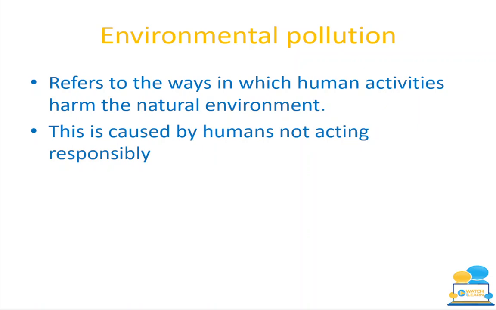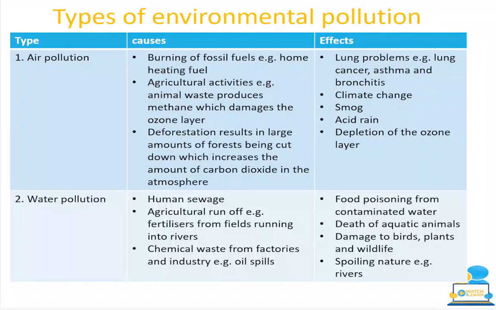So during COVID, people just threw masks everywhere, and then they ended up in the oceans, and then they get trapped in seabirds and turtles and everything, and they were killing them, and that's all because we were polluting the environment. So you need to be able to explain what environmental pollution is. Now, there are two types which we will be looking at in home ec. There's air pollution and water pollution.